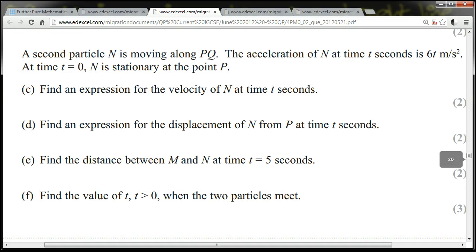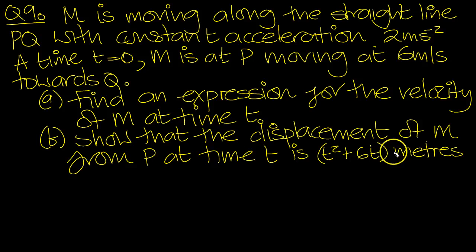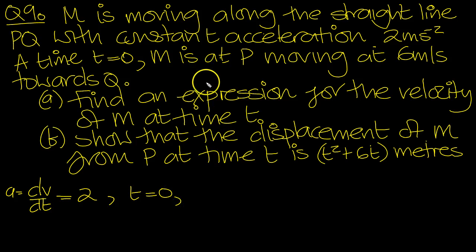So that's the question then. Quite a long question, so I split it up into parts. We'll do this first section at the beginning. Straight line with constant acceleration. So here, acceleration, which is dv/dt, is equal to 2. And at time t equals 0, v is equal to 6, and it's moving towards Q. Okay, so part A.